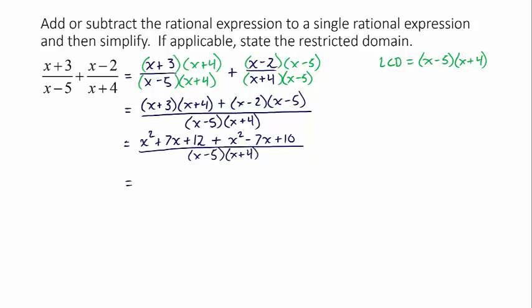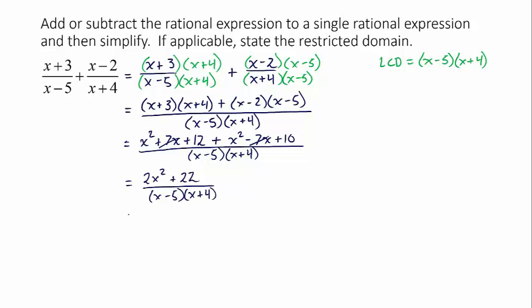I'm going to combine like terms in the numerator, so I'm going to have 2x squared, 7x minus 7x just goes away, and then I'll have 12 plus 10, which is 22, all divided by (x minus 5) times (x plus 4).